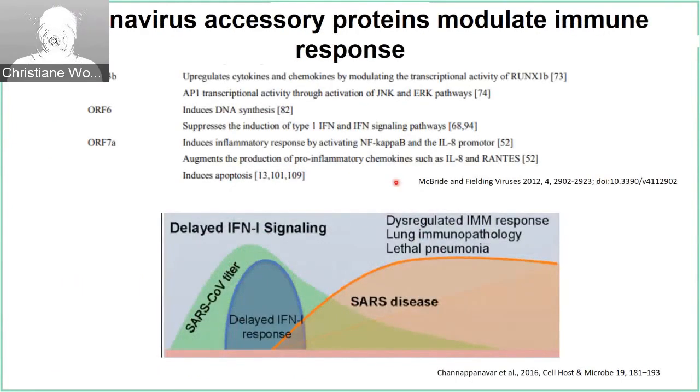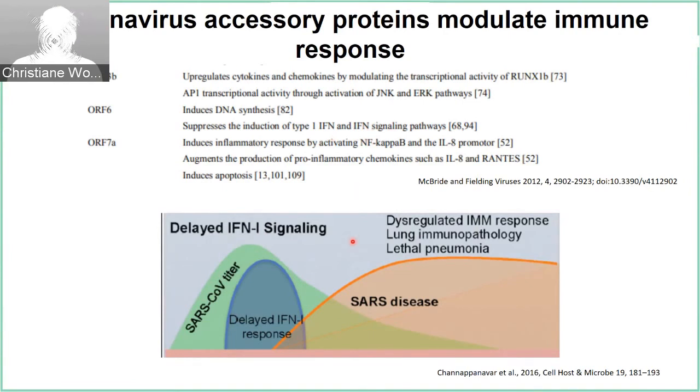And so after having talked about the structural proteins as well as the non-structural proteins that make the replicase complex, I just want to finish by briefly talking about the accessory proteins. This is a summary of a few of them and their function in SARS-1. As you can see here, they are involved in modulating the immune responses, whether it's upregulating cytokines and chemokines or suppressing the induction of type 1 interferons and interferon signaling.